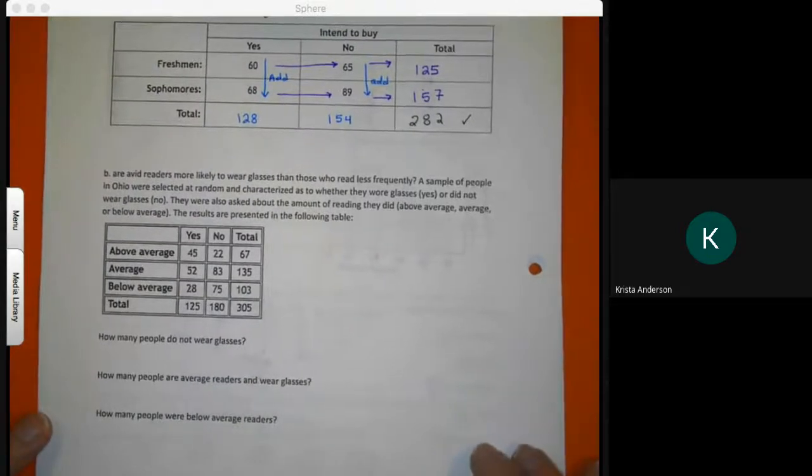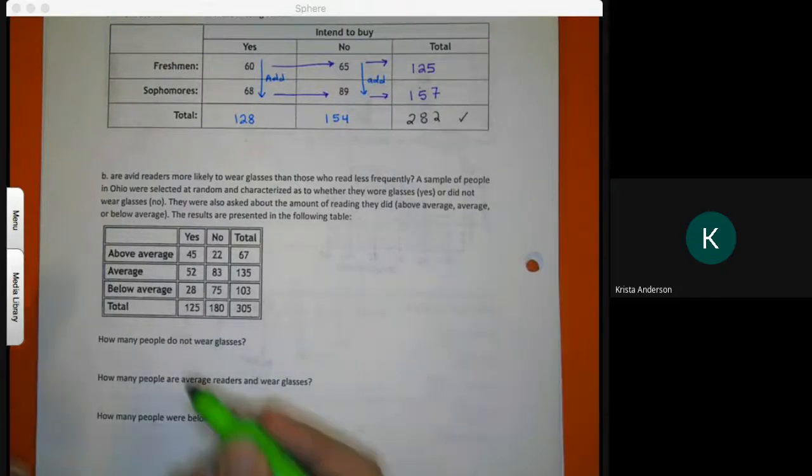Next question. Are avid readers more likely to wear glasses than those who read less frequently? A sample of people in Ohio were selected at random and characterized as to whether they wore glasses, yes, or did not wear glasses, no. They were also asked about the amount of reading they do, above average, average, or below. The results are presented in the following table.